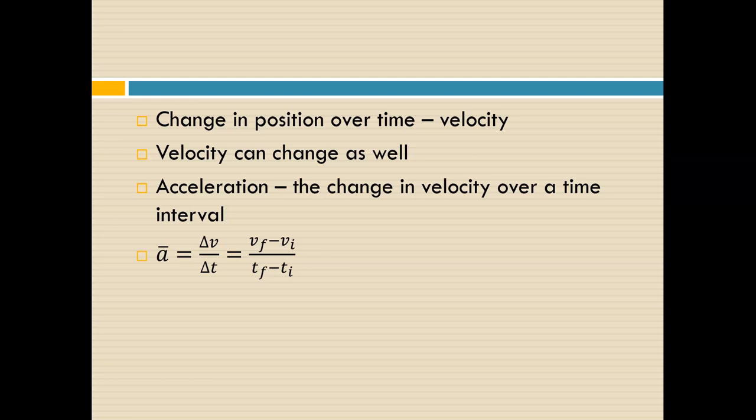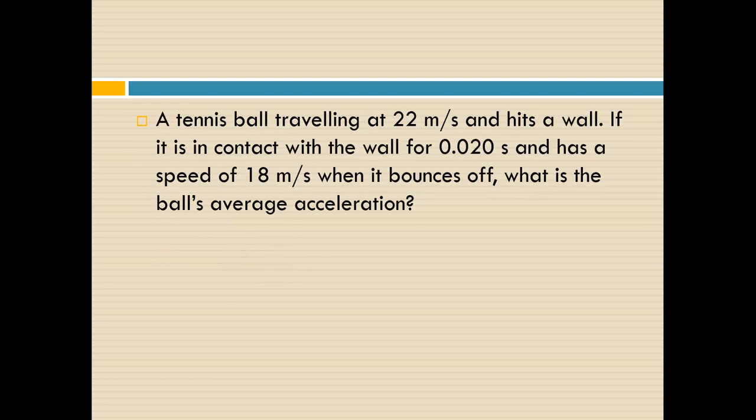Okay, now comes my test. My test is this. A tennis ball is traveling at 22 meters per second and hits a wall. If it is in contact with the wall for 0.02 seconds, 2/100ths of a second, and has a speed of 18 meters per second when it bounces off, what is the ball's average acceleration? I would like you guys to work together as groups. You've got your whiteboards available. You can go ahead and discuss that amongst yourselves and see if you can calculate the acceleration.